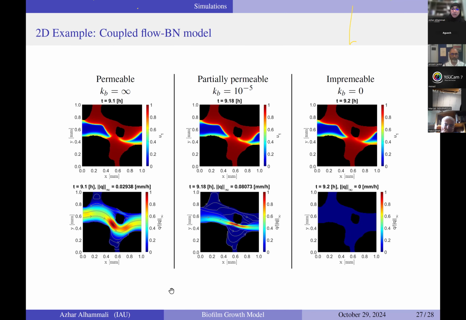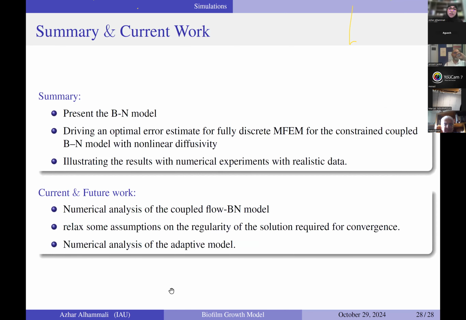Okay. To summarize, in this presentation, we present the biofilm nutrient model. We approximated it using mixed finite element method with the lowest order Raviart-Thomas element. We derived an optimal error estimate, and we illustrate the result with a numerical experiment using realistic data.